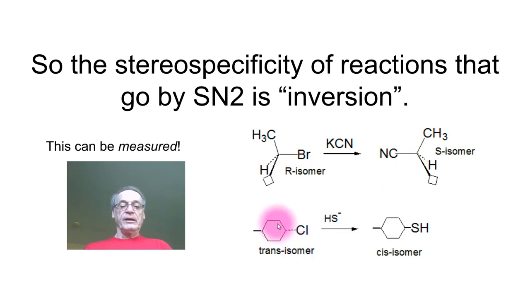Here's another example. Here we have 4-methyl chlorocyclohexane. So chlorine and a methyl group, one up and one down. So this is the trans isomer. If you react this compound with the hydrogen sulfide ion, it turns out that you get the cis isomer. So the chlorine that was pointing down compared to the methyl group is now pointing on the same side as the methyl group. So again, it's an inversion. In the previous case, it's like mirror images, sort of like enantiomers, where an R isomer becomes an S isomer. In this case, these are actually like diastereomers, where a trans becomes a cis, but nevertheless, it's still inversion.